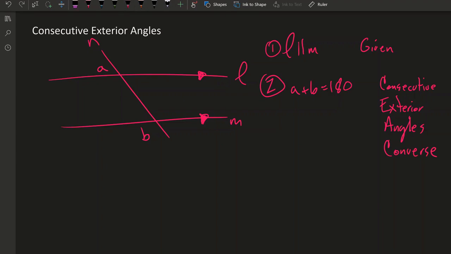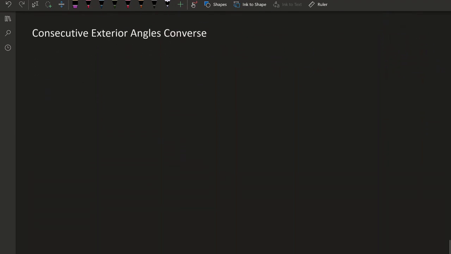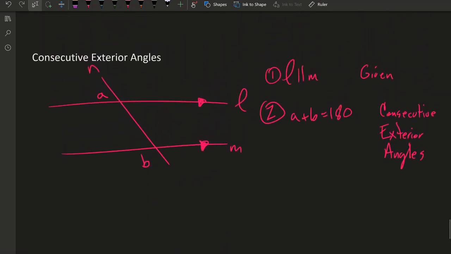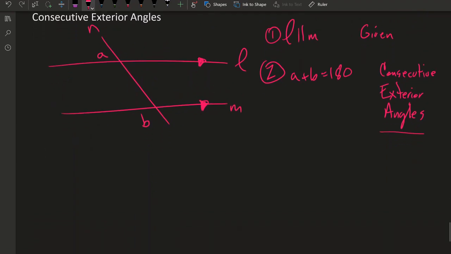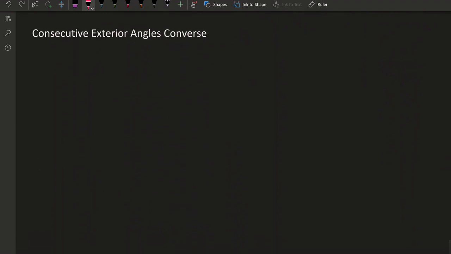Oh, just kidding. Okay, now we're on the consecutive exterior angles converse. So just to clarify, that was a mistake right here. This is consecutive exterior angles, not the consecutive exterior angles converse. Sorry. The consecutive exterior angles converse.